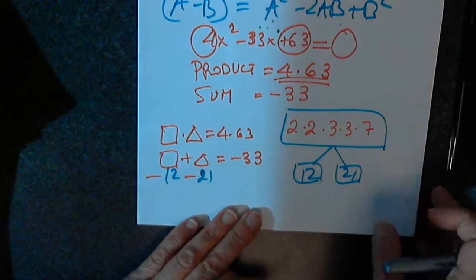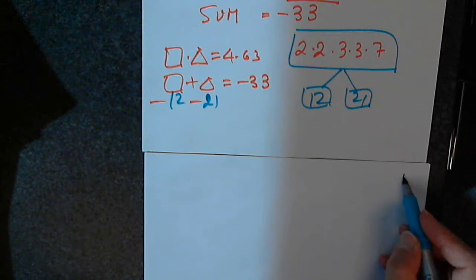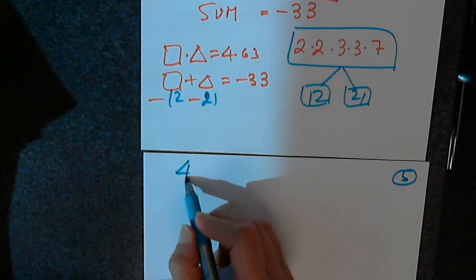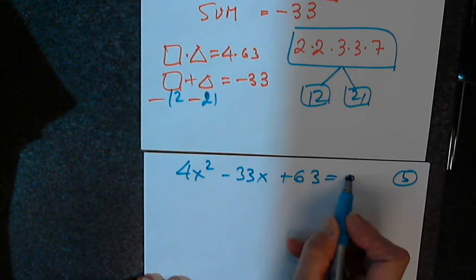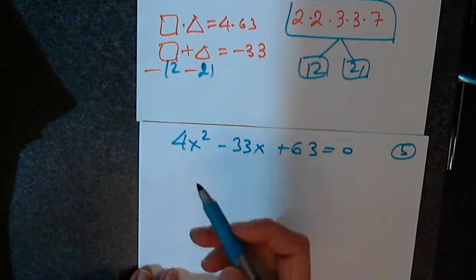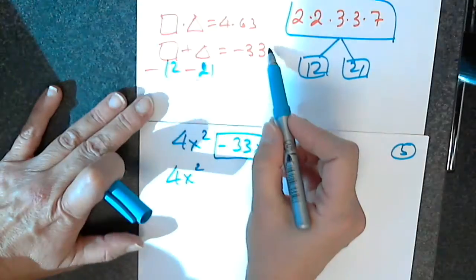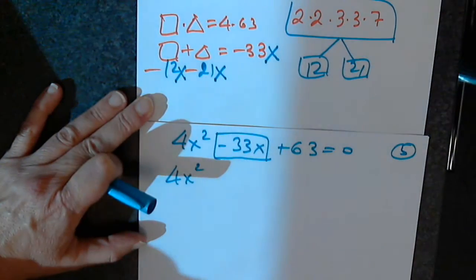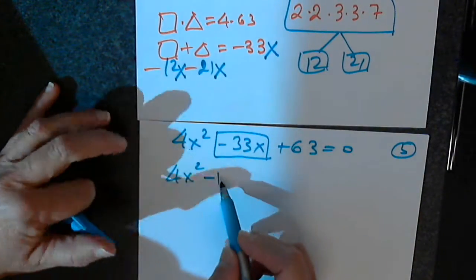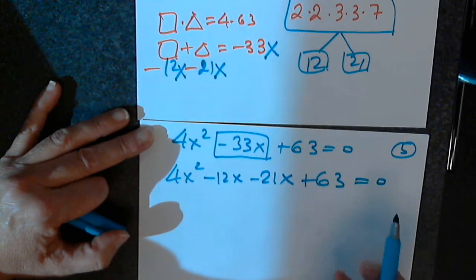What I need to do next is go back to the equation and replace. So I'm copying the equation. You don't have to copy it one more time, I need to. So I'm going to copy 4x squared, but instead of negative 33x, I'm going to write negative 21x and negative 12x. So negative 12x minus 21x plus 63 equals 0.